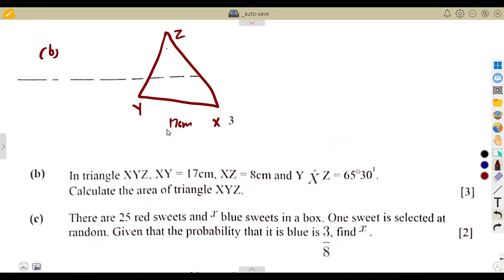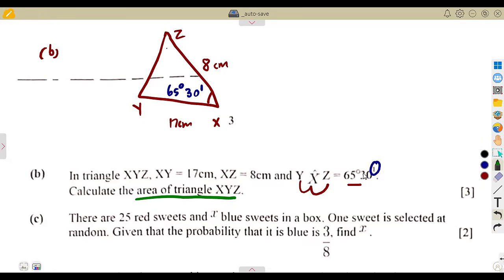XY is 17 centimeters. Then XZ is 8 centimeters. Then angle YXZ is 65. There's an angle here. YXZ, this angle is 65 degrees, 30 minutes. So these are minutes. So we've got 65 degrees, 30 minutes. So the question is, calculate the area of triangle XYZ.